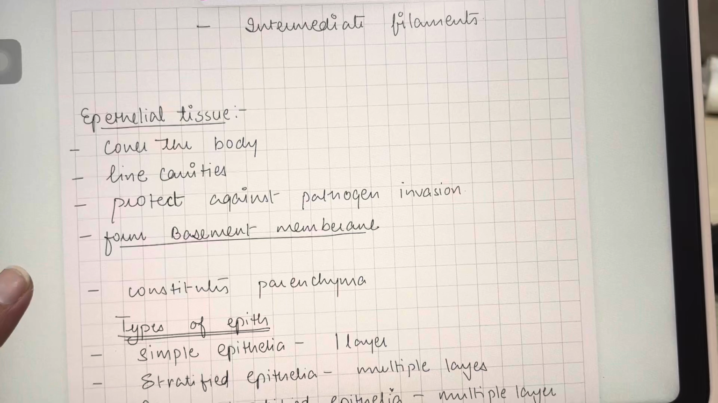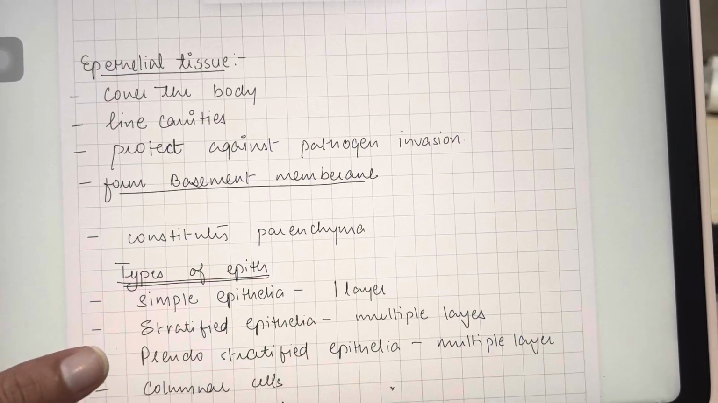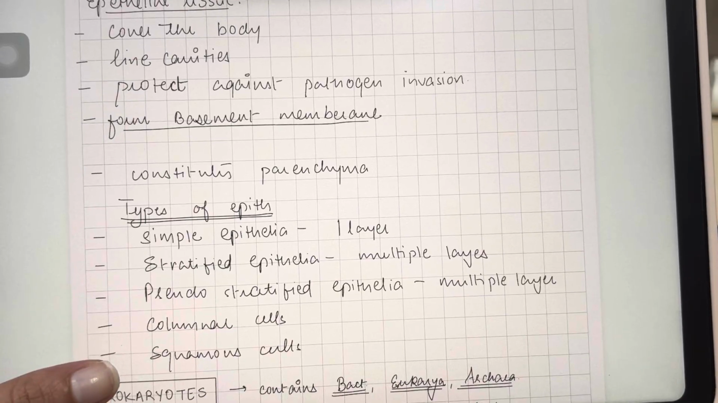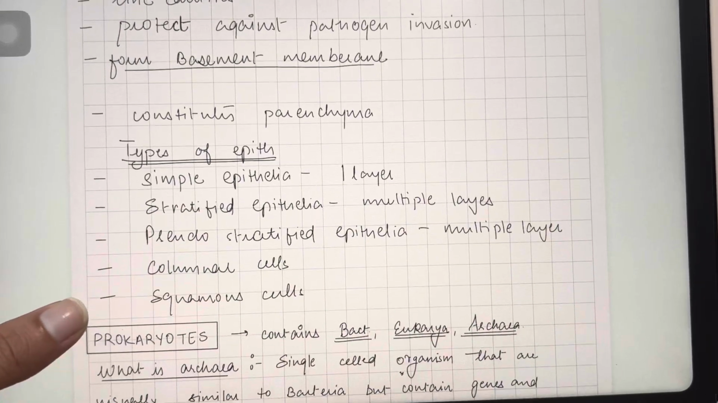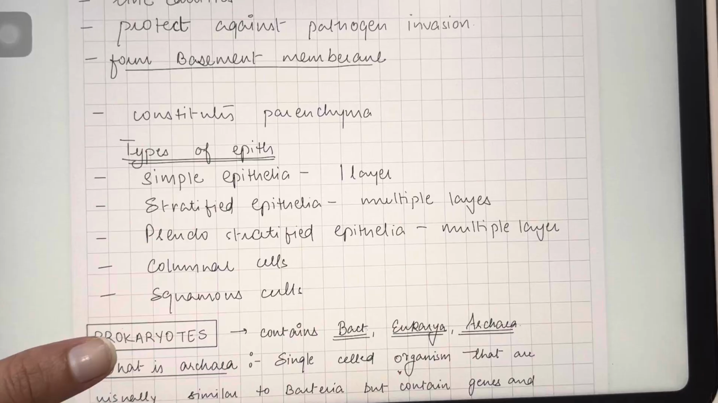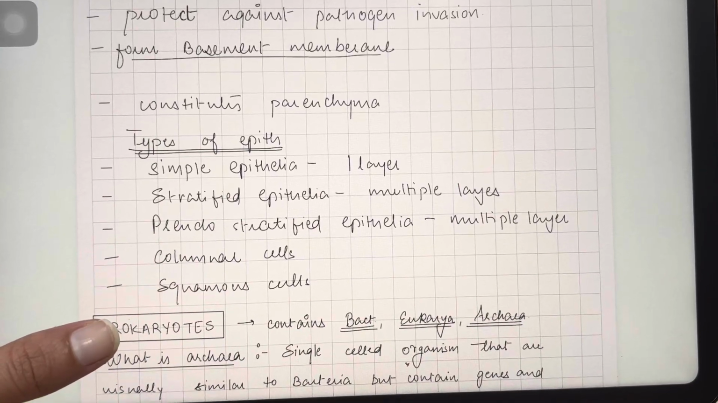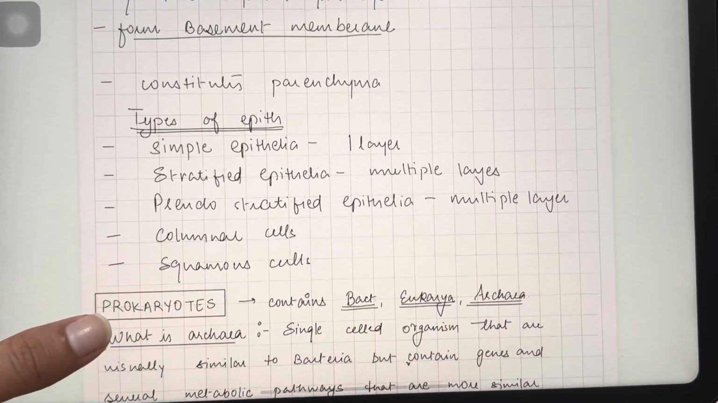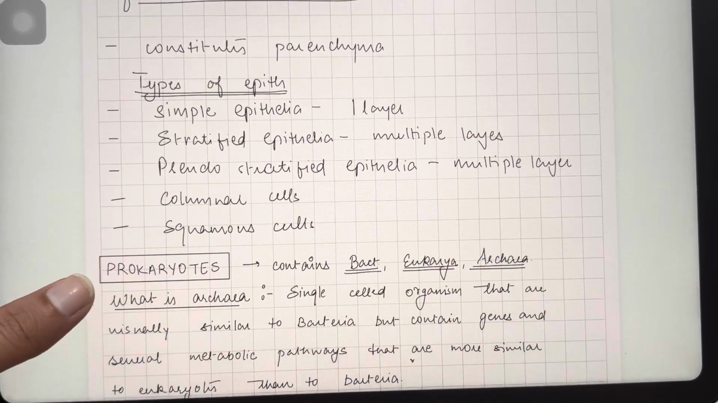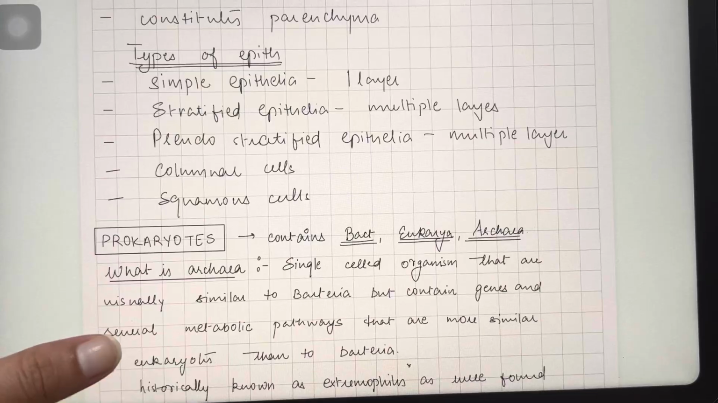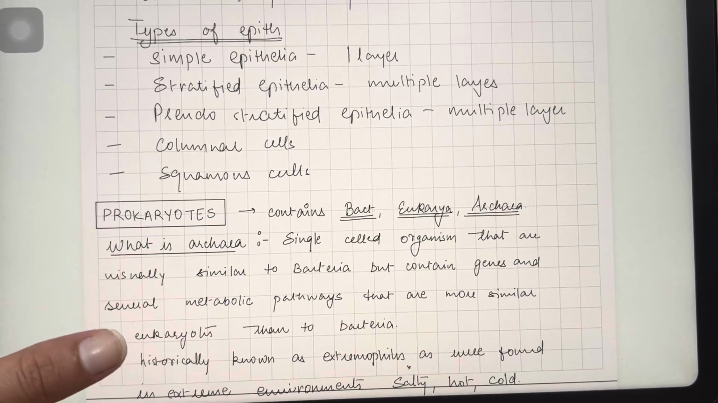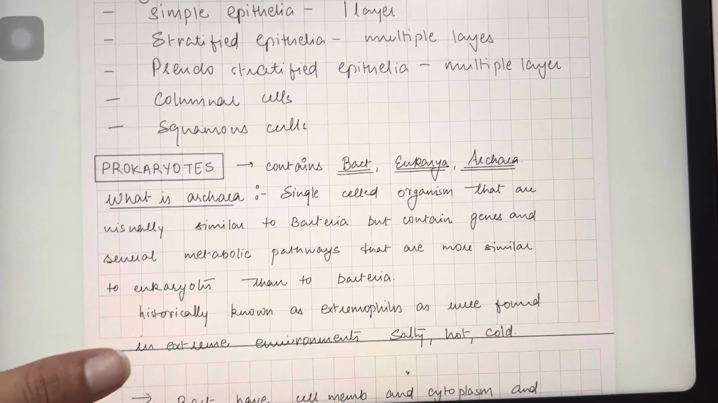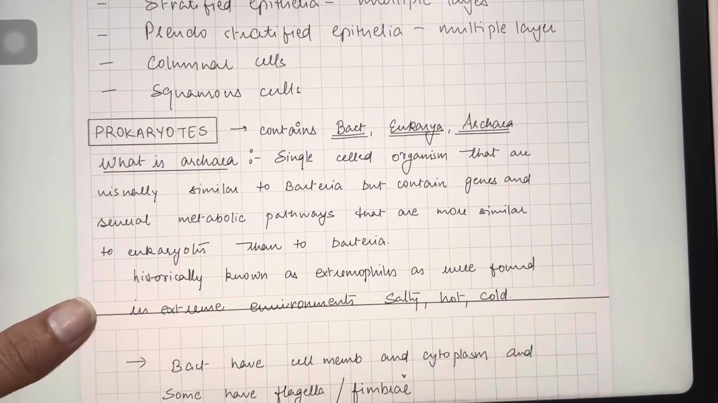After that there is epithelial tissue. This covers the body and lines the cavities. It protects against pathogen invasion as well. Then there are the types of epithelium. First one is simple epithelium, which has one layer. Then stratified epithelium, pseudostratified epithelium, columnar epithelium, squamous cells.